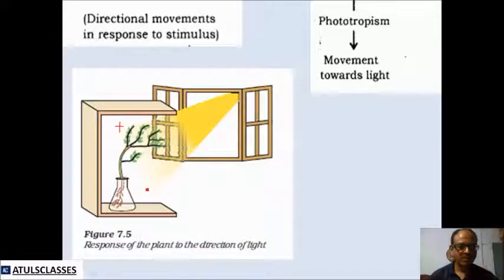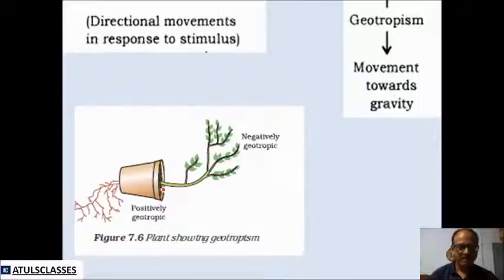Then geotropism, the movement towards the gravity. You can see here the shoots are moving away from the gravity, so they show negative geotropism, and the roots are showing positive geotropism because they are moving towards the earth or gravity.